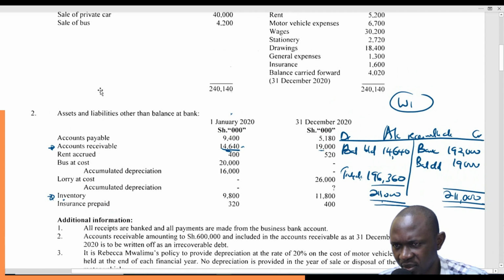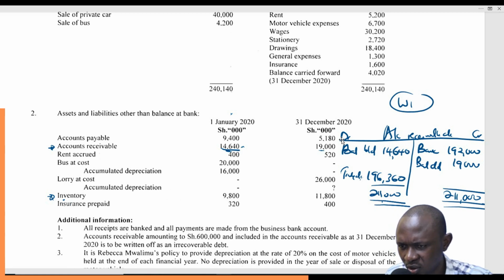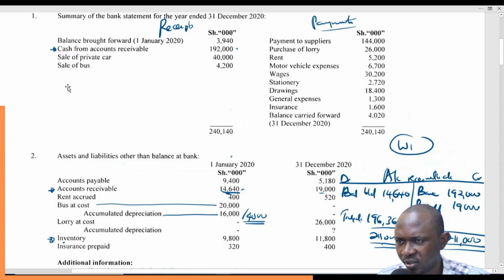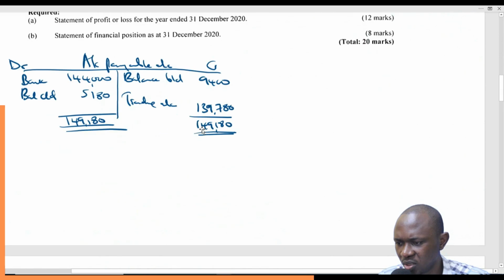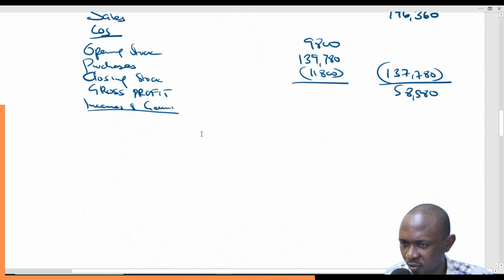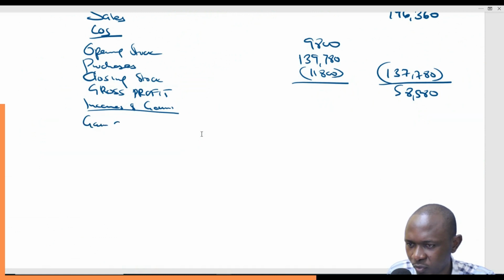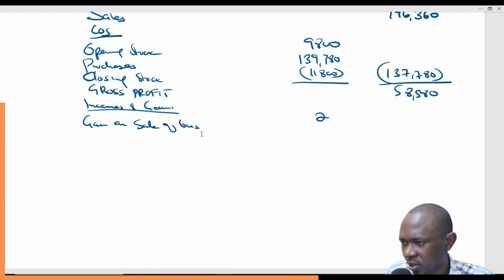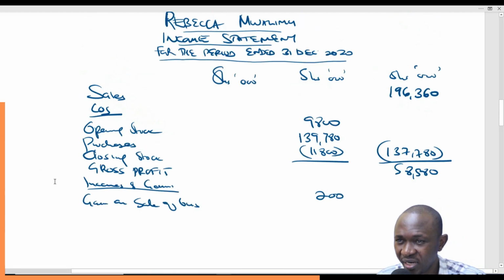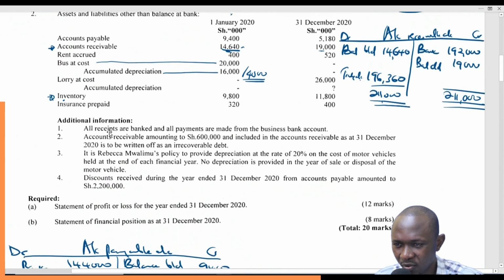The bus is what we sold, at 4,200. What was the value of the bus? Bus at cost is 20,000, accumulated depreciation 16,000. So the value of the bus was 4,000 and it was sold at 4,200. This means there is a gain of 200. So gain on sale of bus, 200. Do you have any other? I think there was another one.